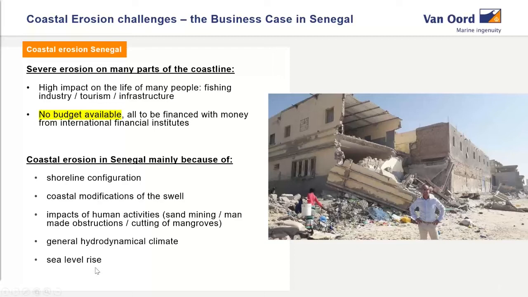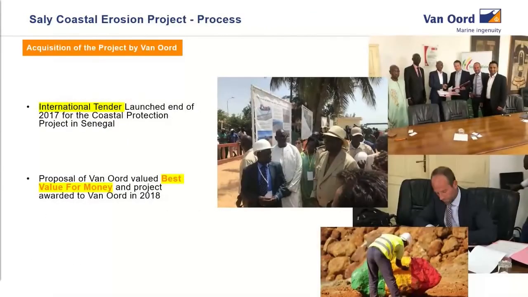And the reasons, as just said before, are the shoreline. There's an aerial picture I will show you a bit later to also see that human activities modifying the coast will also have a negative impact. And last but not least, sea level rise is influencing this part of the world negatively. The World Bank launched a tender, and in 2018 we won this contract. And it's good also to realize that the World Bank is looking at social, economic and environmental aspects when you submit such a tender.